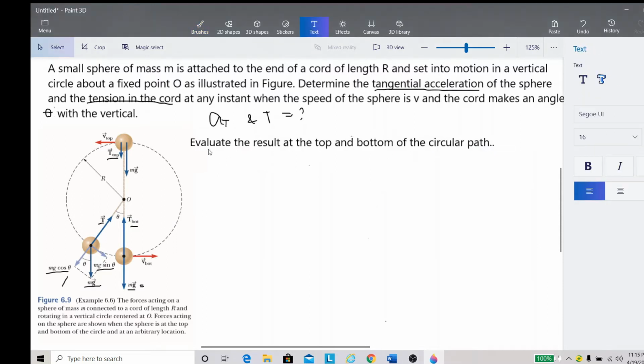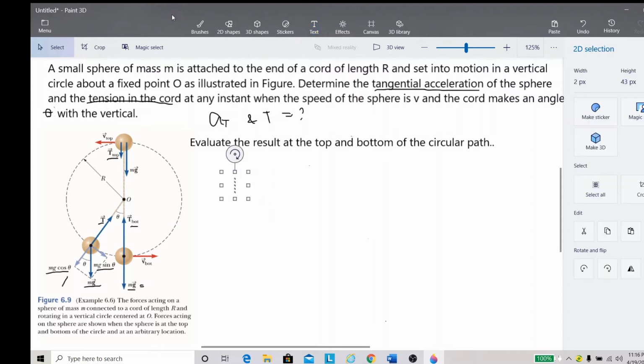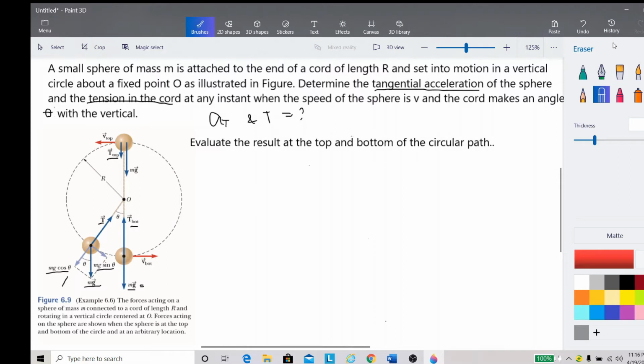Okay, we are asked to evaluate the result at the top and the bottom of the circular path. Now, may pagkakaiba ito doon sa Ferris wheel, ano? Yung sa Ferris wheel, yung normal force natin, kung mapapansin mo. So, let us say that we have this cart, and there is the child that is sitting in this Ferris wheel. Yung normal force natin is always acting upward, and the weight is always acting downward.